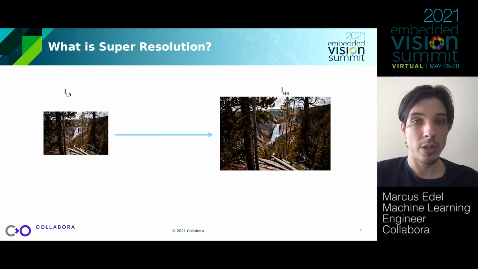So super resolution is a pretty straightforward task where we have a low resolution input image and we want to produce a high resolution version of the image. And that's basically the whole idea. Now, what's the relation between the two images we see here on the slide?